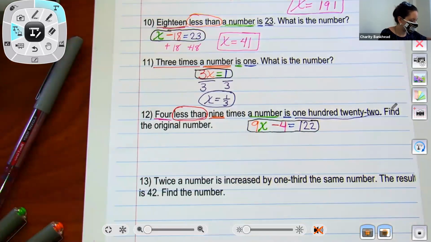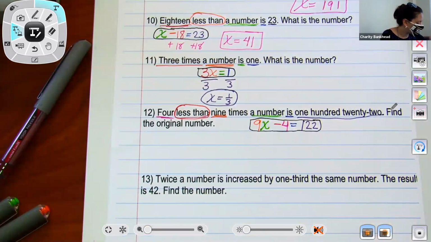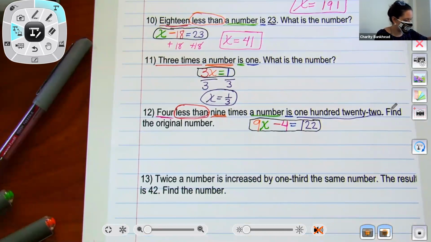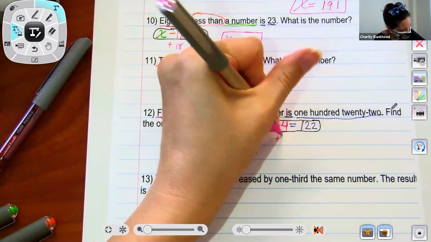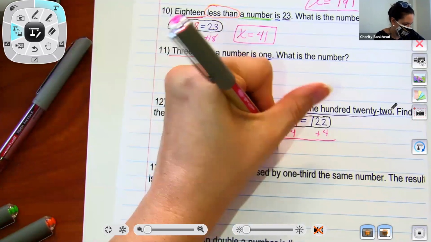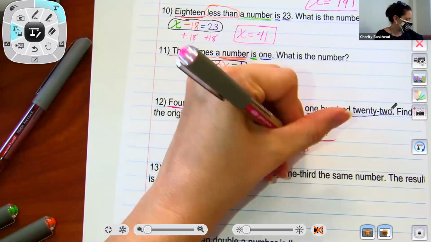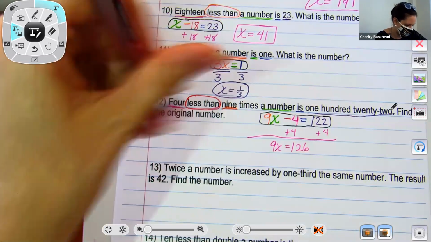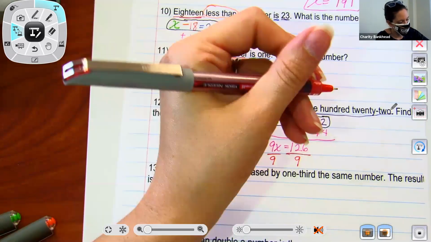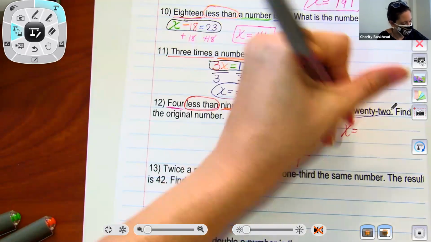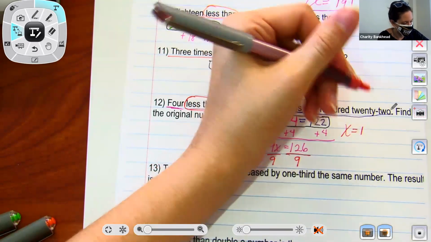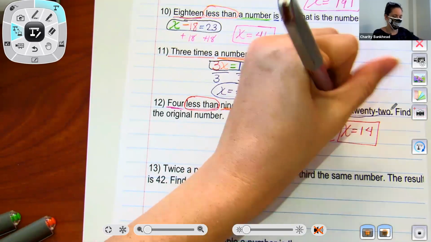And then we will solve that by, first we're going to add 4 to both sides. So we have 9x equals 126. And next we have to divide both sides by 9. So that would be 14. X equals 14.